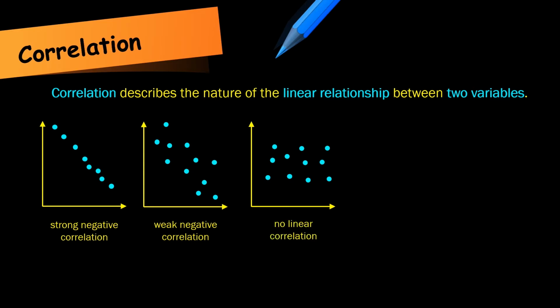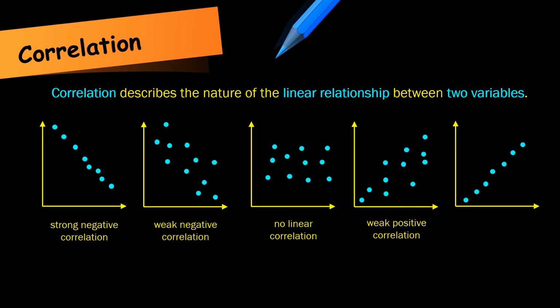Here, we seem to have no linear correlation whatsoever. And here, we have weak positive correlation, so the points seem to be increasing in a linear direction, but they're not tightly clustered around a straight line. And finally here, we have strong positive correlation. The points, as you can see, are tending to fit a more linear pattern.